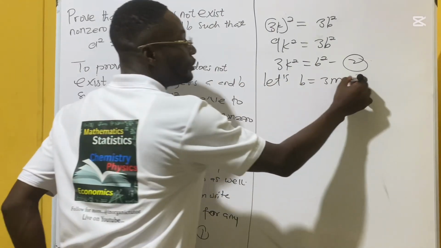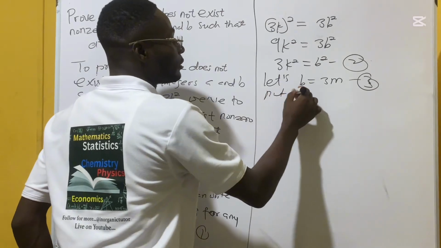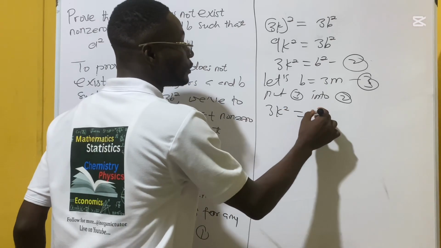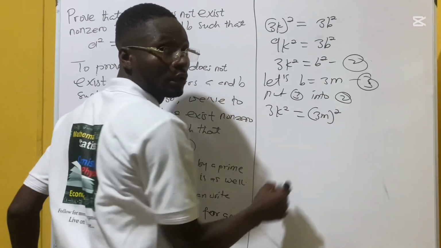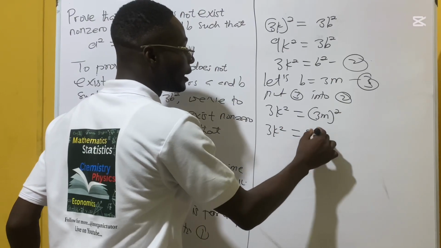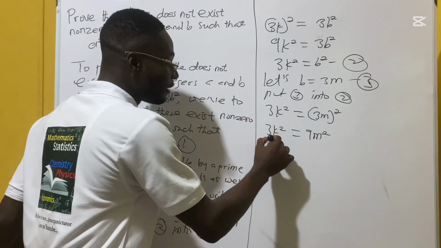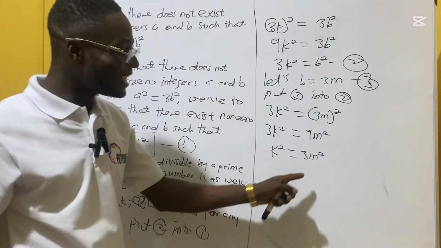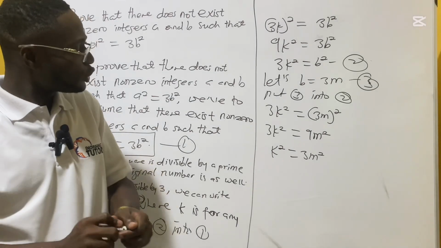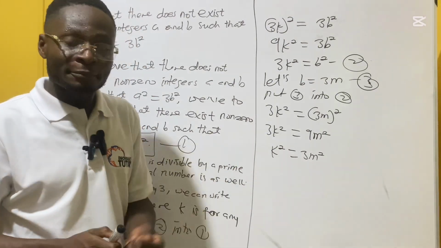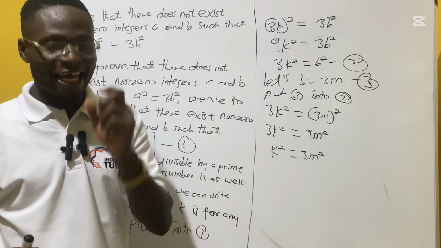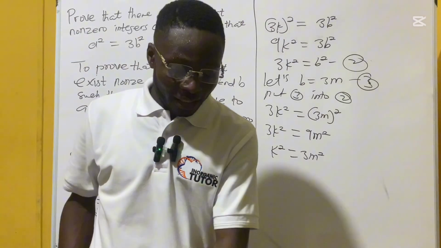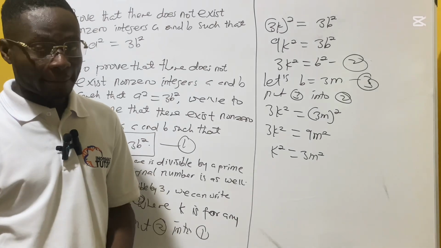So we're going to have, when you put 3 into 2, we're going to have 3k squared is equal to 3m all squared. So we're going to have 3k squared is equal to 9m squared. So this we have here is meaning that k squared is equal to 3m squared. And this, you can go and go and go. So this means that k squared is equal to 3m squared, meaning m squared is divisible by 3 and so k is also divisible by 3.